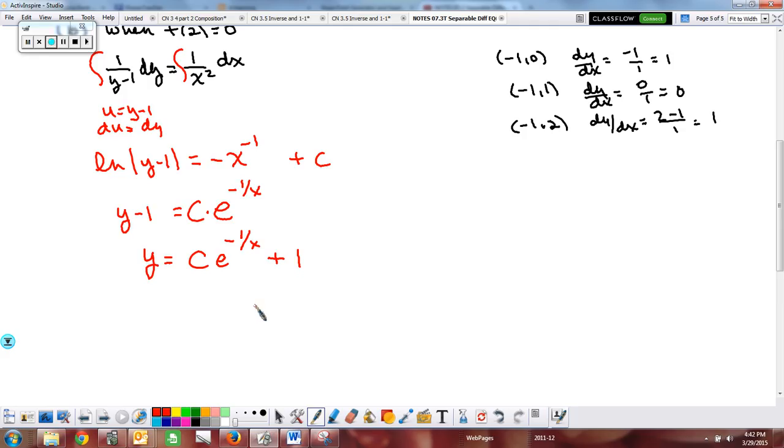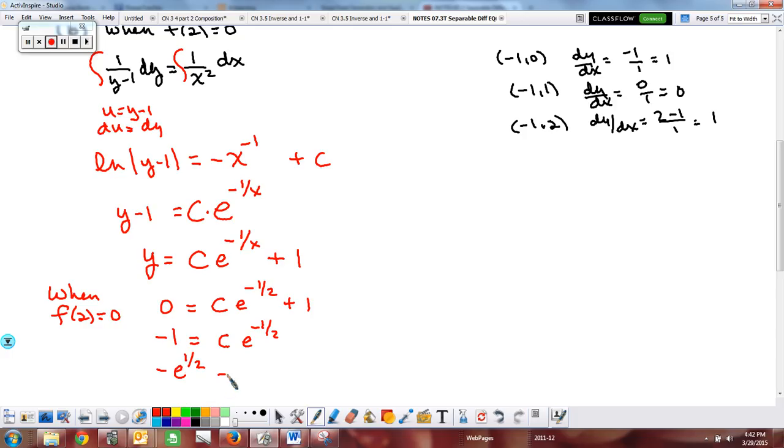Now I'm ready to actually plug in. So when f of 2 equals 0, we get 0 equals ce to the negative 1/2 plus 1. Remember, we're solving for c, so I'm going to subtract 1 and divide by e to the negative 1/2 or multiply by e to the 1/2. So we get negative e to the positive 1/2, and that would give me my c.